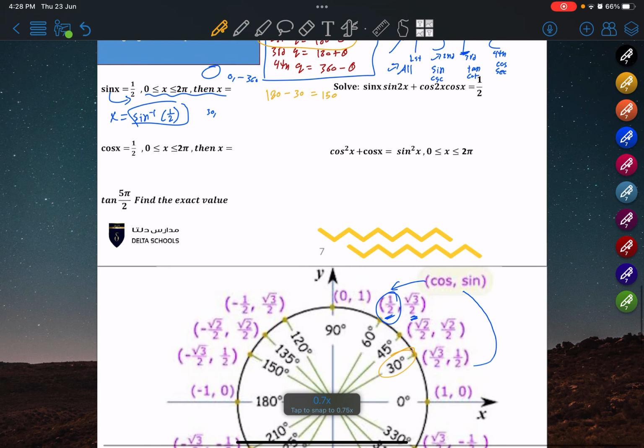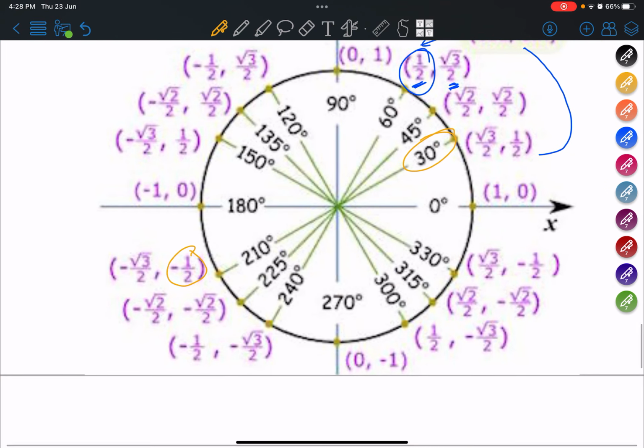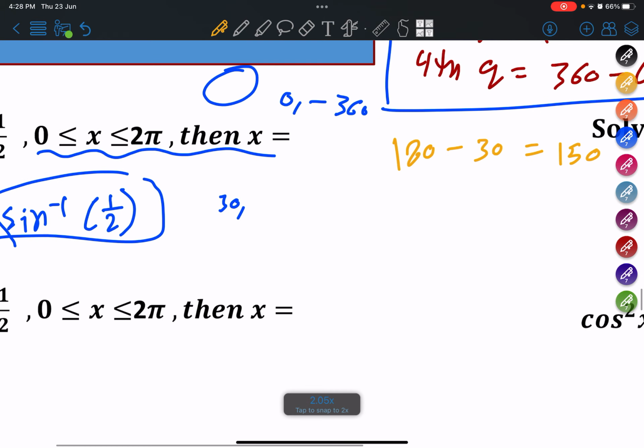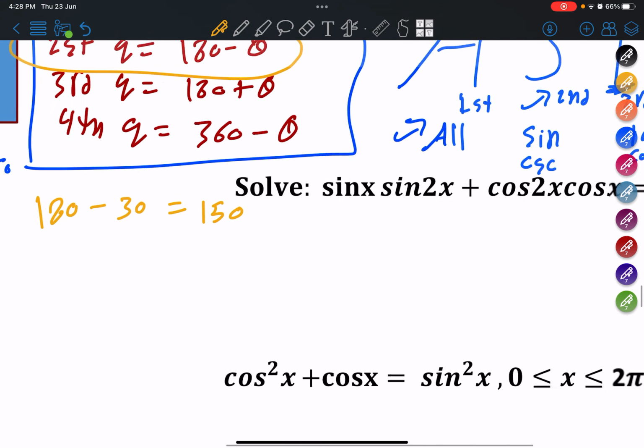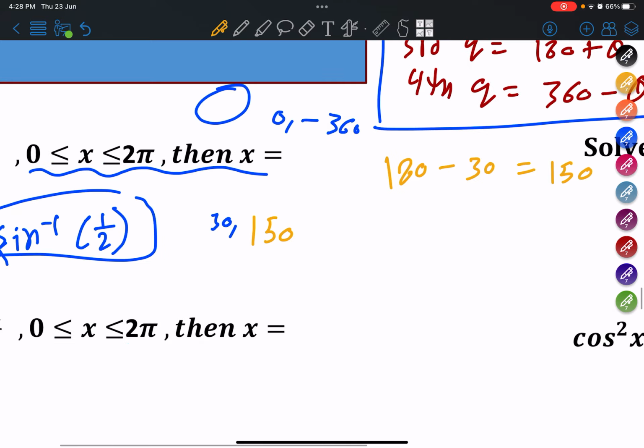Be careful, you don't want to take all of the angles. For example, here you have negative 1 over 2, but that's negative. We don't want this. We only want the positive ones. Which means that the two angles are 30 and 150, because in the third quadrant it will be tan, and in the fourth quadrant it will be cosine. So we'll only care about the first two quadrants for sine.